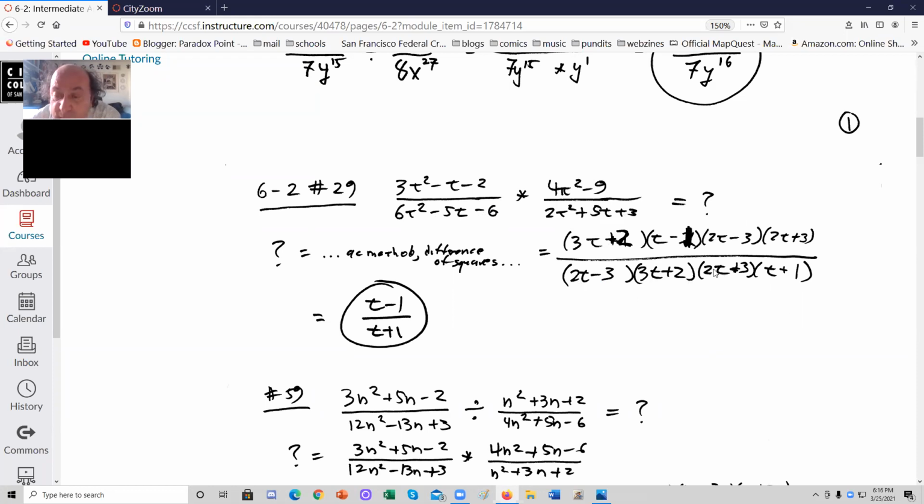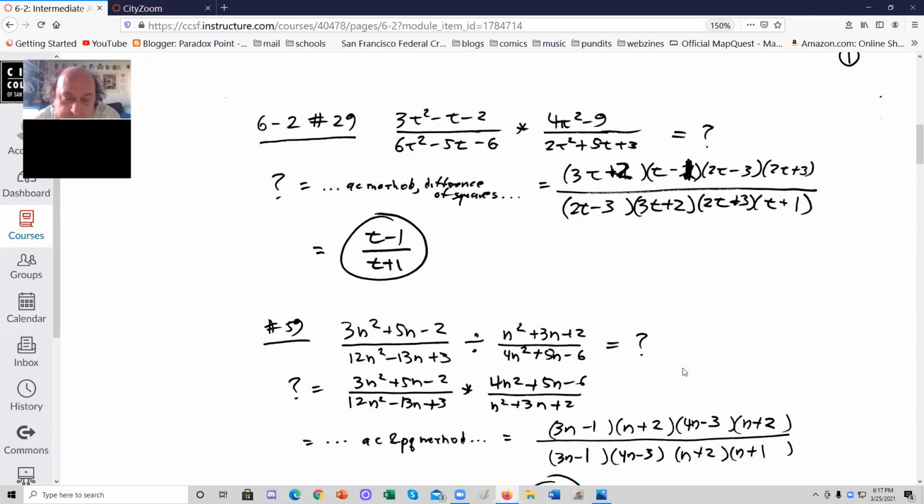Now, okay, then we cancel common factors. The 3t plus 2 and the 3t plus 2 cancel. This t minus 1 stays. 2t minus 3 cancels this 2t minus 3. This 2t plus 3 cancels this 2t plus 3. All that's left is t minus 1 in the numerator and t plus 1 in the denominator. And so t minus 1 over t plus 1.